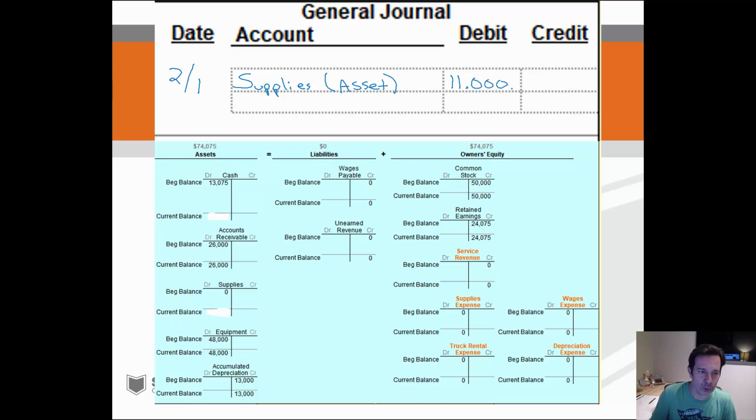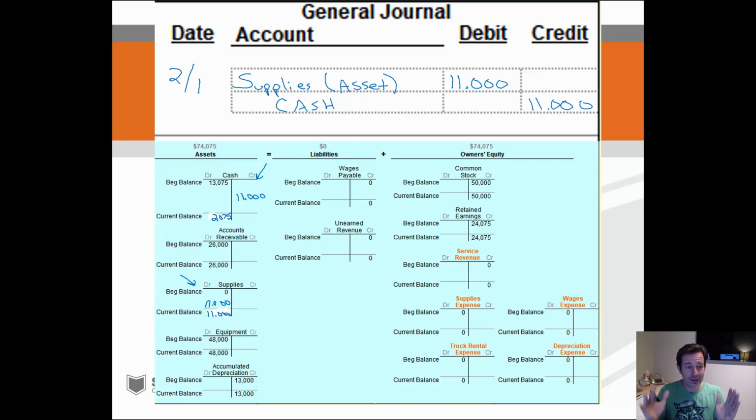In a baller move, we paid straight cash for $11,000 in supplies. Because that's how we do it. So there we go. We bought supplies for cash. We're going to throw them in the closet and use them as we need them. So I'm going to post that to my ledger accounts here. We're down to $2,075 in cash. Man, we're kind of running low on funds right there. And now we have $11,000 in supplies asset account. The current balance right there. So I traded one asset for another.